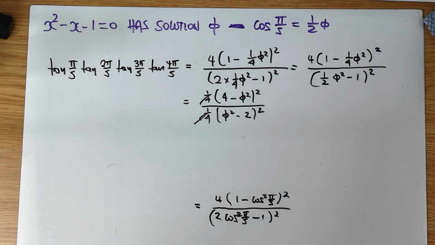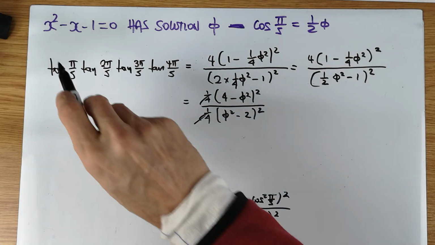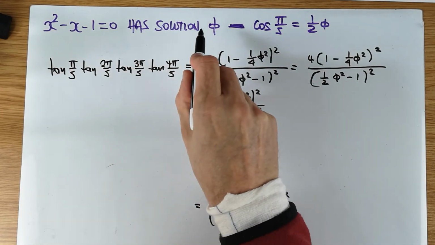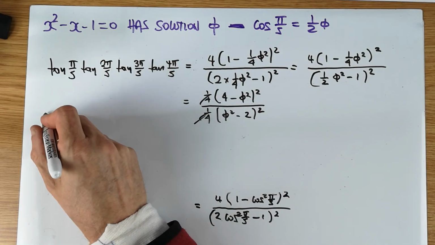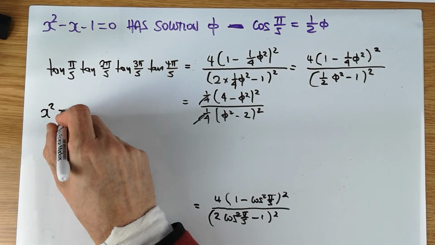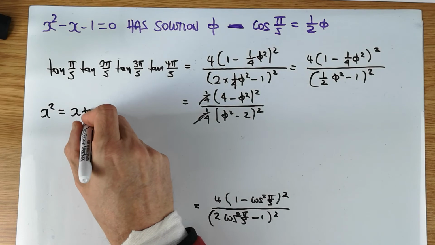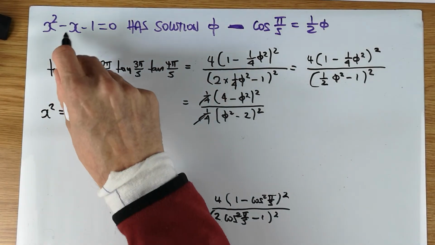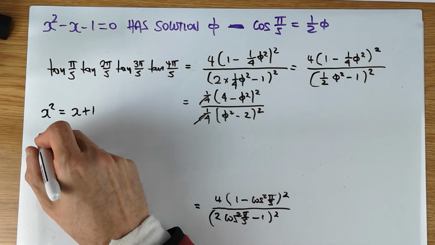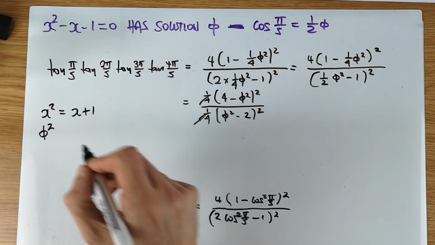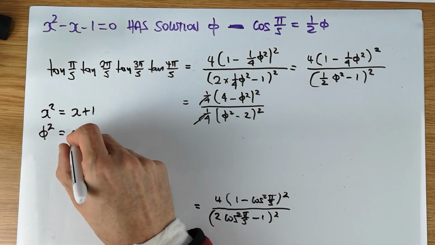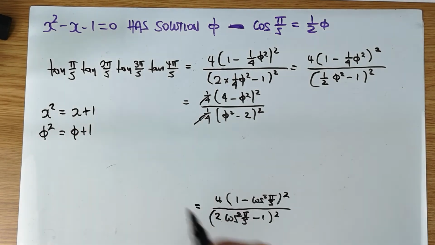Okay, where do we go now with this? Is the next question. If the quadratic equation x squared minus x minus 1 equal to 0 has solution phi, then this means x squared, rearranging that, is equal to x plus 1, which means squaring your phi is exactly the same as taking your phi and adding 1.